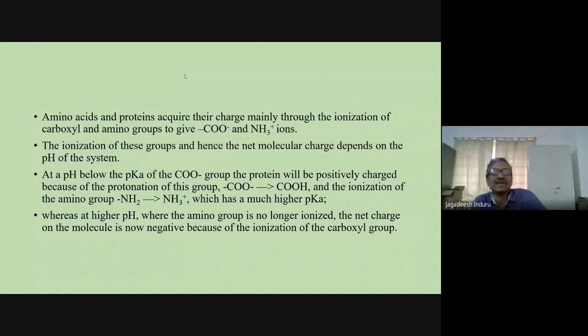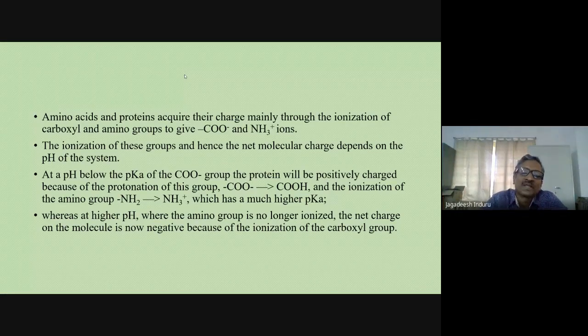The amino group NH2 will be present as NH3 plus, which has the higher pKa. That is the reason it exists as positively charged. Whereas at a higher pH, above 7, the amino group is no longer ionized, so it exists as NH2 with no charge, but COO minus gets the net charge. That is the reason the negative charge dominates through ionization of the carboxylic group. This results in a negative charge.